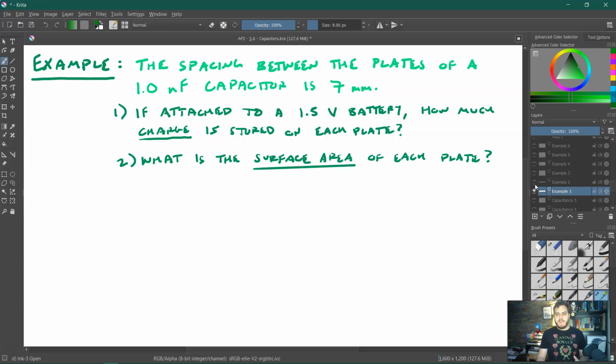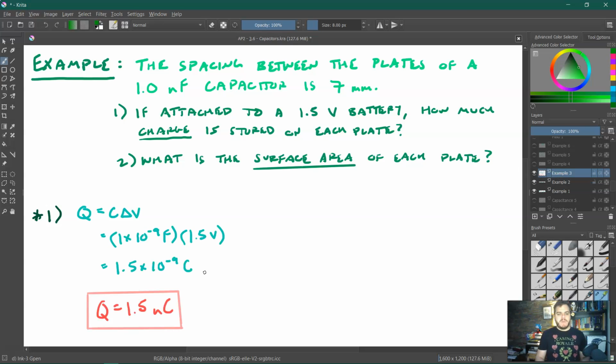Well, looking at part 1, we can remember that we have this equation of Q is equal to C delta V, and we have the capacitance in 1.0 nanofarads. We have the voltage is 1.5 volts. So I'm just going to multiply those together. So 1 times 10 to the negative 9 farads times 1.5 volts tells us that each plate stores 1.5 times 10 to the negative 9 coulombs, or 1.5 nanocoulombs. One will be positive, one will be negative. Really, really quick, easy, simple.